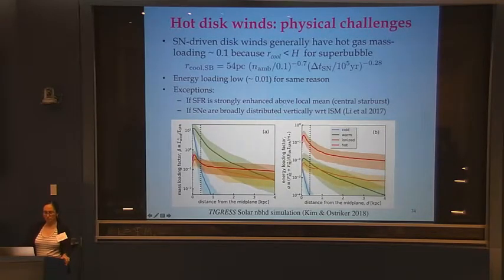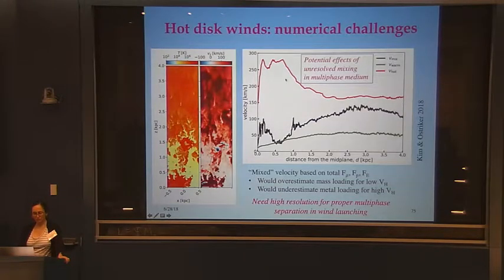Another possible exception is if the supernovae are fairly broadly distributed with respect to the ISM. And one uncertainty is actually what fraction of the stars are runaway stars. So that's something that's fairly uncertain. One of the things that Miao looked at was how the hot gas mass loading depends on the distribution of supernovae. Okay, so there are some difficulties of creating hot disk winds.